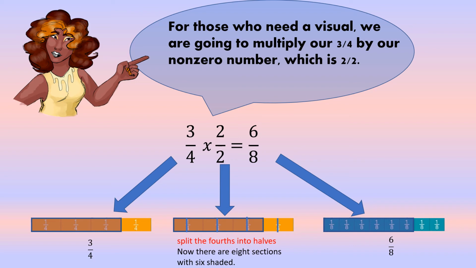Now, our second arrow, which is in the middle, shows us that we have to split the fourths in halves. Why are we splitting the fourths in halves? Because our non-zero number is 2/2. So now there are 8 sections total, and there are 6 shaded in. Our third arrow represents 6/8. There are 8 total sections, and 6 are shaded in. Now let's go back to our second arrow. Our second arrow and our third arrow are equivalent. They both represent 6/8.